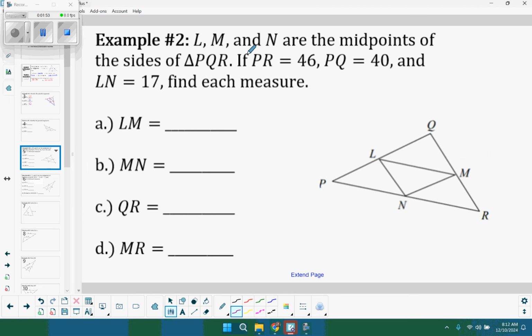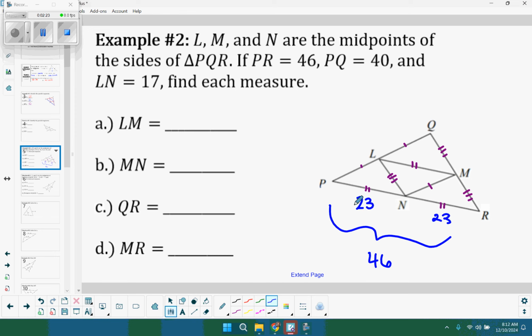Here's example 2. They give us some information. We know that these are the midpoints, so we know each of these are the same, these are the same, and these are the same. Because this is double what this is, one of these pieces matches this, and one of these pieces matches this. So let's fill in. PR, the whole side of PR is 46. So right away, I know that's 23 and 23, because dividing 46 by 2 gives me each of them. And then this side is also 23.